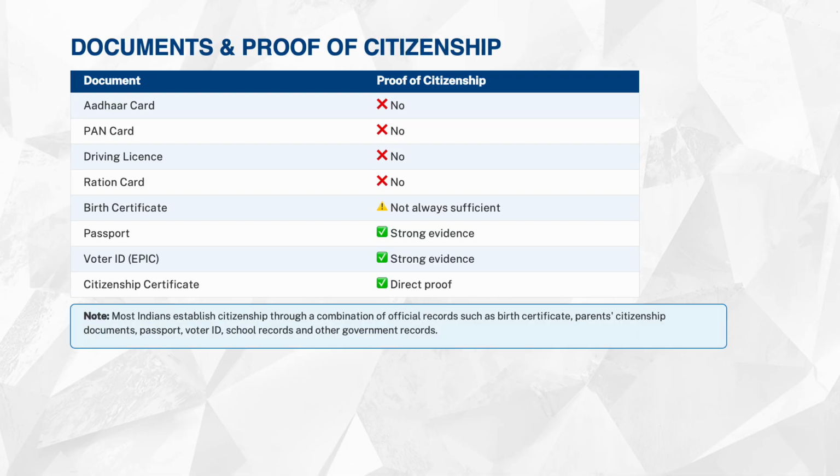Now, documents and proofs of citizenship. Please take a look at it. Aadhaar card is not a proof of citizenship, okay? No matter what, Aadhaar card is not a proof of citizenship. PAN card, no. Driving license, no. Ration card, no. You cannot use your ration card and say I'm a citizen of India.